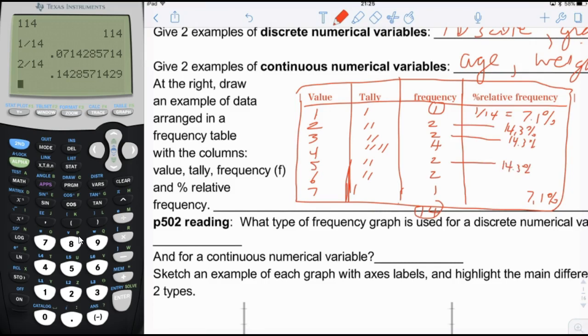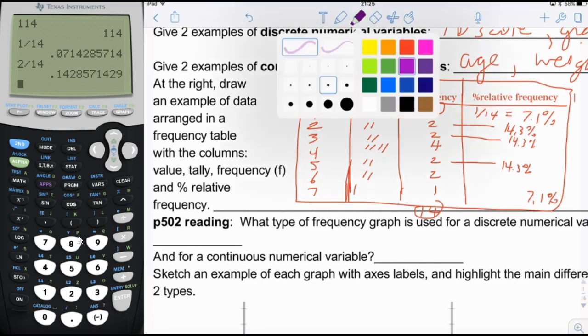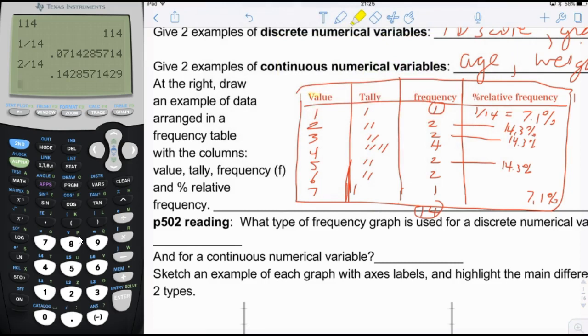Okay, so that's basically what a frequency table looks like, and the columns you're definitely going to see are value and frequency, but sometimes you might see the tally column, and sometimes you might have the relative frequency column depending on what you're trying to get out of your table.